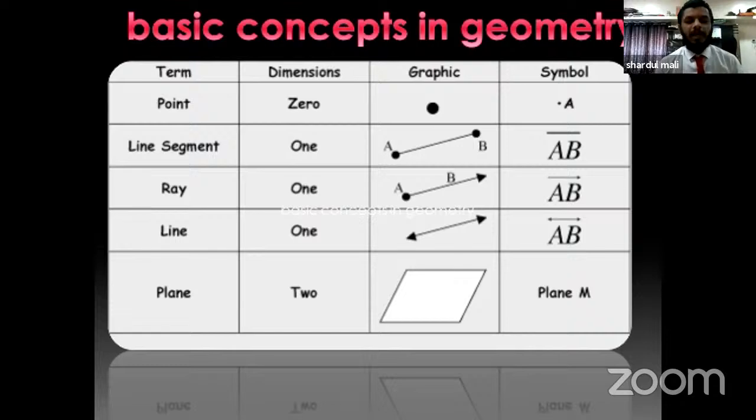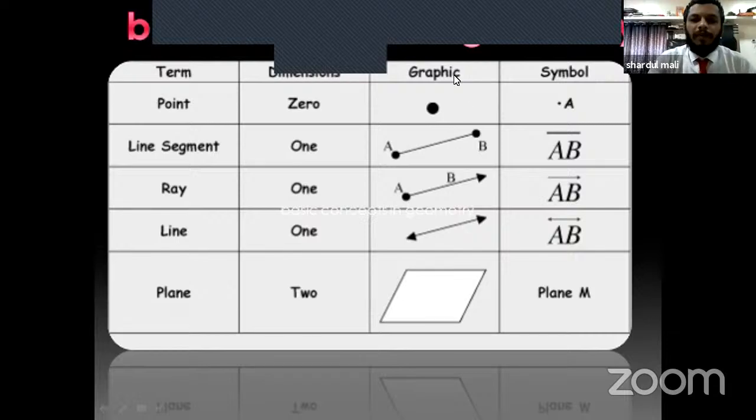The basic concepts you can see on your screen. The first concept is point, and a point has zero dimensions. The graphical view of a point is present in the third column, first row, and the symbolic method of how we give a name to that point. One point is important here: for giving a name to a point, we use only a capital letter.